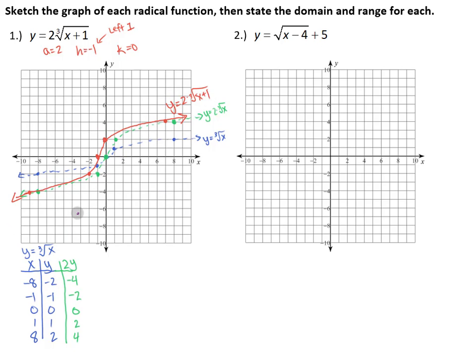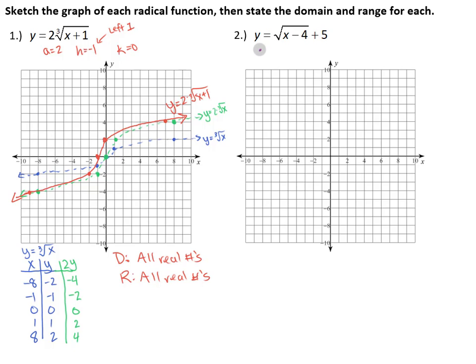Next, let's do the domain and range. Remember, for a cube root graph, the domain and range should be hopefully super easy. They're both all real numbers. It goes left and right forever with no gaps or holes, and it goes up and down forever with no gaps or holes. Okay, let's try number 2.